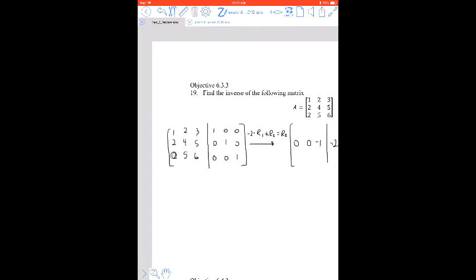Now I also want to get this to be a 0 right there. So I'm going to go back and multiply negative 2 times row 1, but this time add it to row 3, and that's going to become a new row 3.